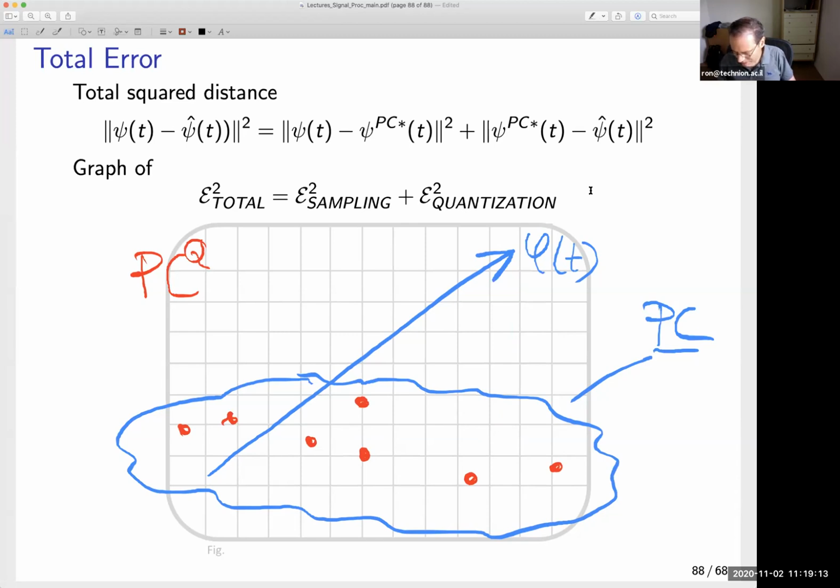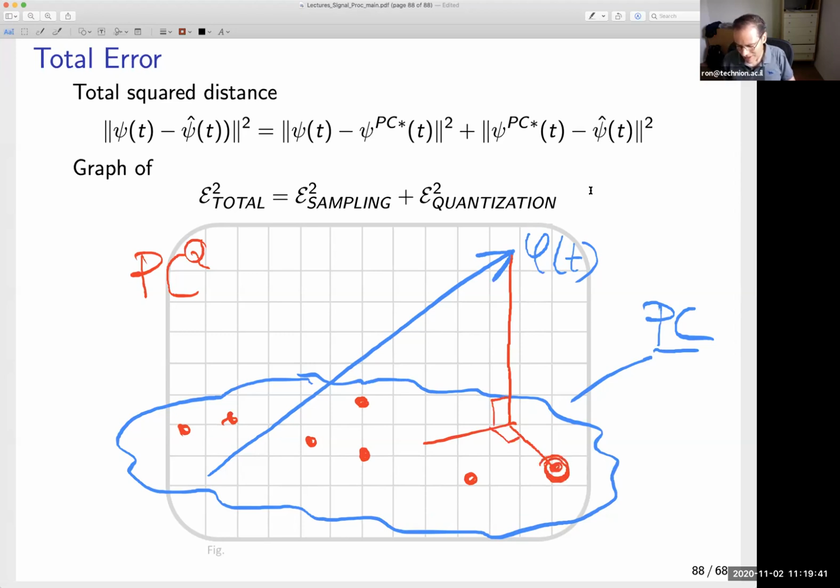So projecting this psi onto the space of all possible piecewise constant would be this guy, and then projecting it onto the nearest neighbor, which is piecewise constant quantized, would be this one. And there would be no other way. So there is 90 degrees here and 90 degrees there. There is no other way of getting more optimal, a better way of representing psi.